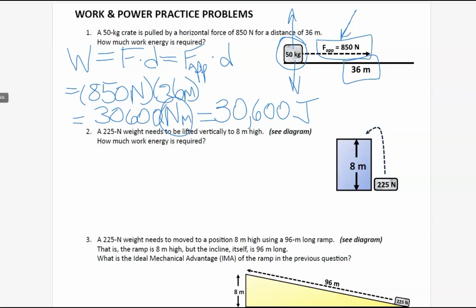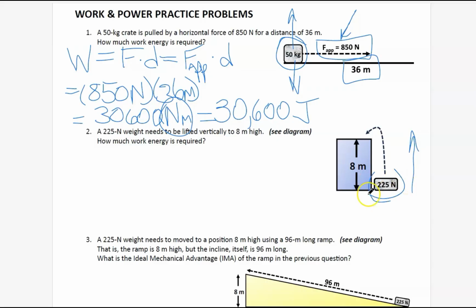All right, number two, a 225 Newton weight, so that is the weight of the object, needs to be lifted vertically to 8 meters high. How much work energy is required? Well, in this case, you're lifting the object straight up. And if you're lifting the object straight up, you have to lift it with a force that is enough to balance the weight force. You have to lift it with the same force that is equivalent to the weight.